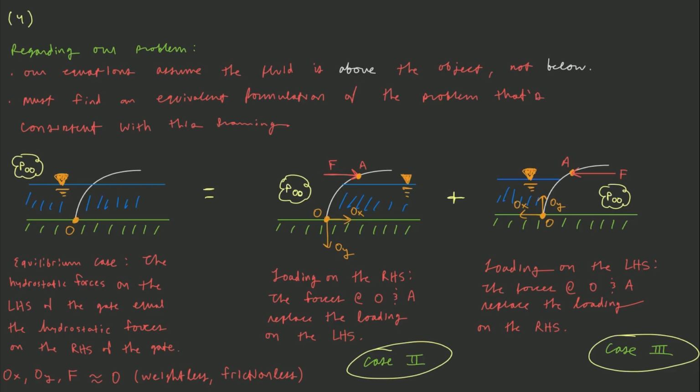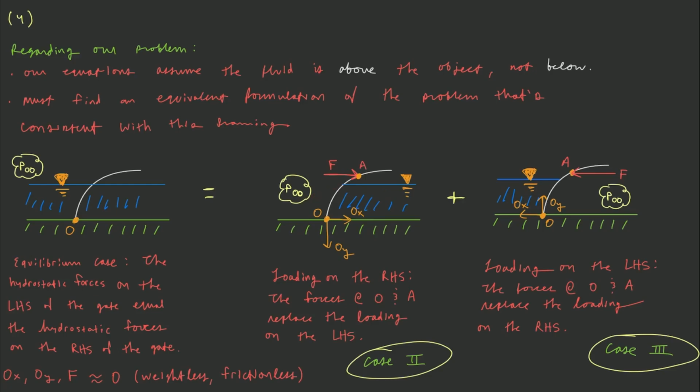So let's look at the equilibrium case where we have water on both sides of the gate. Since we know that the pressure acts perpendicularly to the gate at each point along the gate, we have a complete equilibrium case. The hydrostatic forces on the left-hand side of the gate equal the hydrostatic forces on the right-hand side of the gate. The reaction forces at O are approximately 0, and F, the force required to keep the gate in place, is approximately 0.